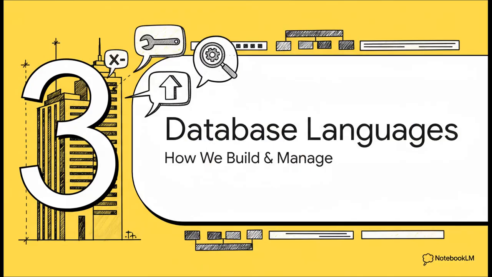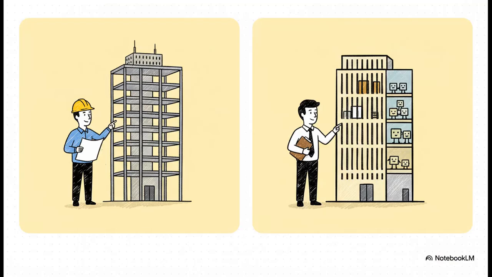All right, so we've got our blueprint and we've got our master plan. But how do we actually communicate our instructions? That brings us to our next section, the languages we use to actually build and manage our data skyscraper. We basically use two main languages here. First up is DDL, the data definition language. You should think of this as the architect's language. It's used to build the schema, to create the tables and define all the rules.